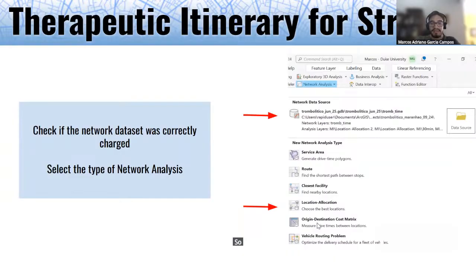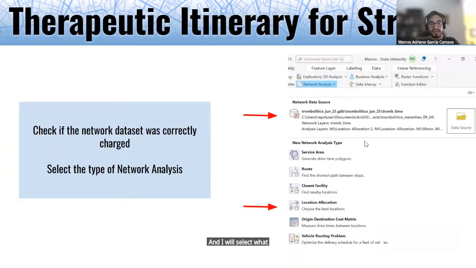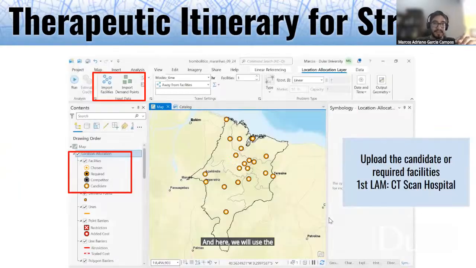After I upload all the data sets, I will start the network analysis. I will click on the button for the network data set, and I can check whether I am using the correct network data set that I created before. This is very important because it can sometimes change. And I will select what kind of network analysis I want to do, like service area, route, closest facility, location allocation. Here we will use the location allocation.